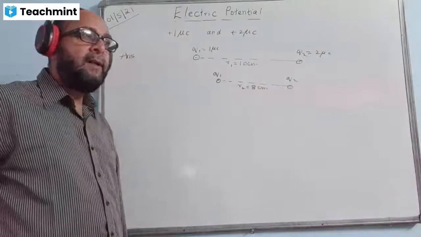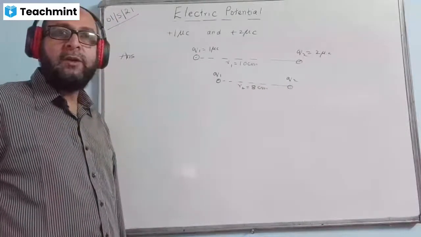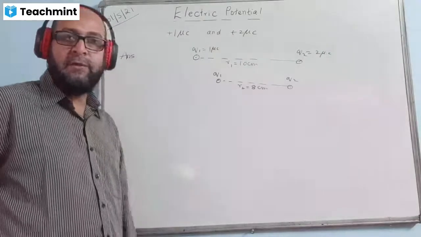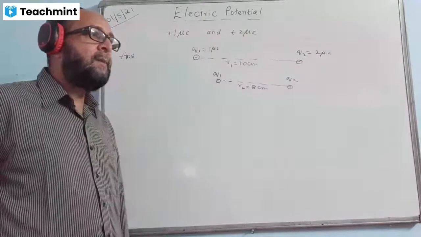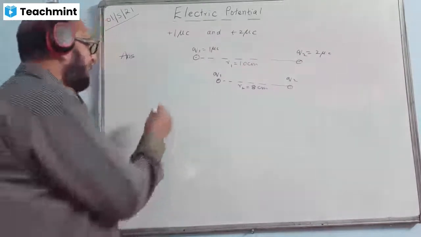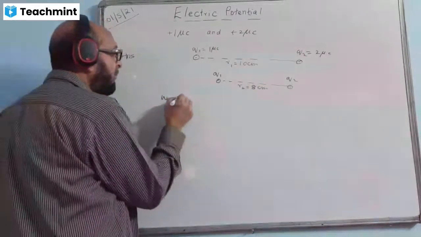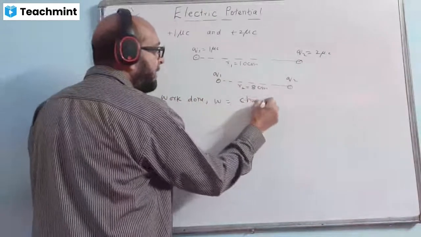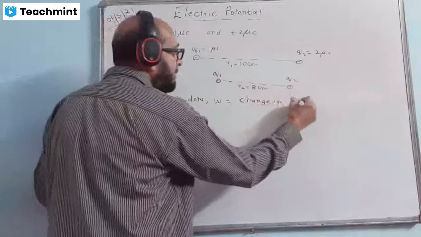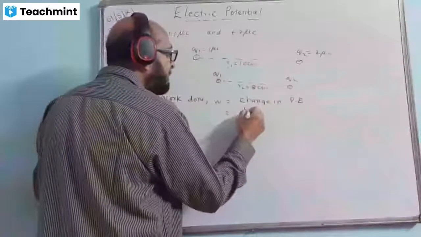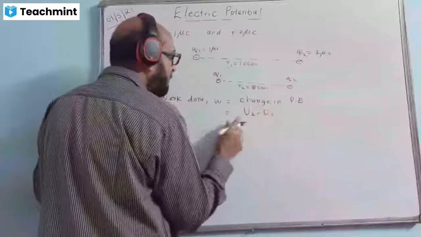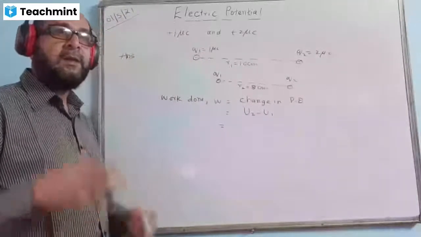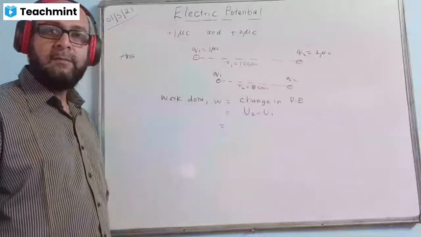We have two methods of finding the work. Work formula, we can take Q into the potential difference. That is QV we can do. Or the best method is work done is equal to change in potential energy. Change in potential energy means U2 minus U1. Whatever is the change in the potential energy, that is the value of work done.